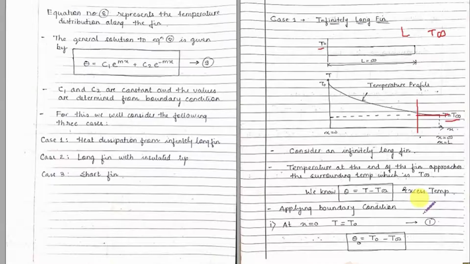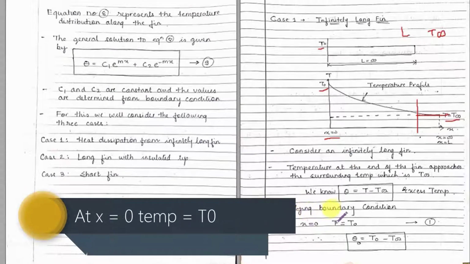Now we will apply the boundary conditions. The first boundary condition is at X is equal to 0. At X is equal to 0, what is the temperature? It is nothing but the base temperature. So we will substitute X is equal to 0 and T is equal to T0 in the above equation.